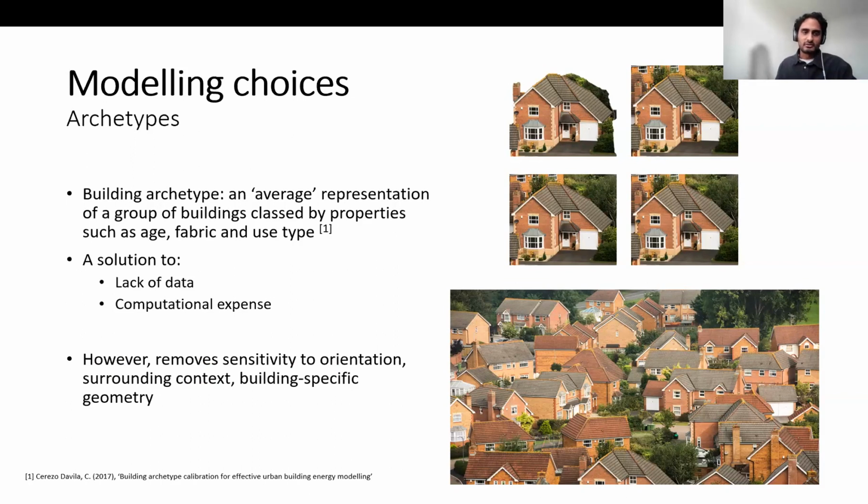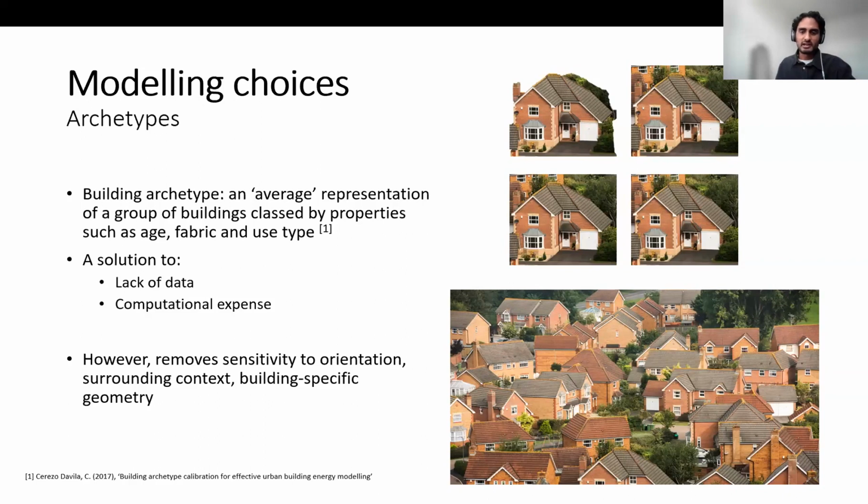And this is a solution to both lack of data, but also the computational expense required to simulate such a large scale of buildings. So we essentially use one model to represent a number of buildings. And if you can imagine, this reduces some of the sensitivity to the orientation of the building, but also the surrounding context and the building specific geometry. So here we're using one house model and we're multiplying this out 4 times to get the aggregated results to represent 4 houses. But in reality, your stock might look something like this on the bottom. So you have a range of orientations and surrounding context.